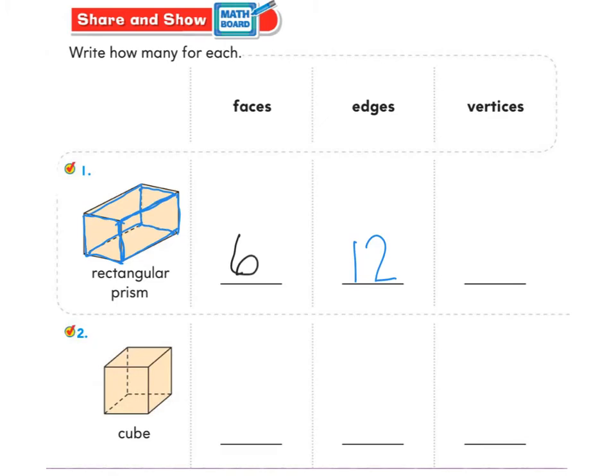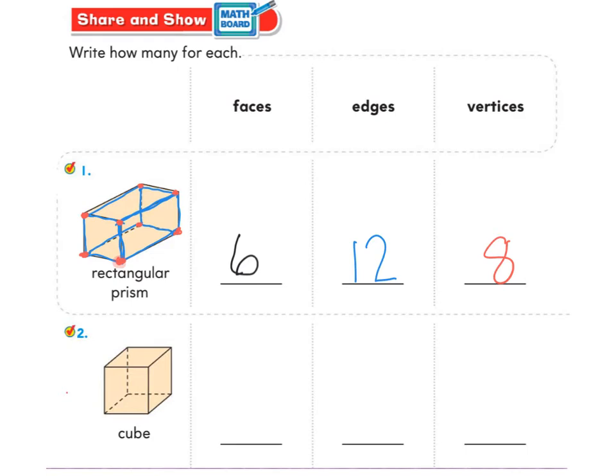Then we need to count the vertices. The vertices are like the points, the corner points of the 3D shape. So we have 1, 2, 3, 4, 5, 6, 7, 8. We have 8 vertices in a rectangular prism.